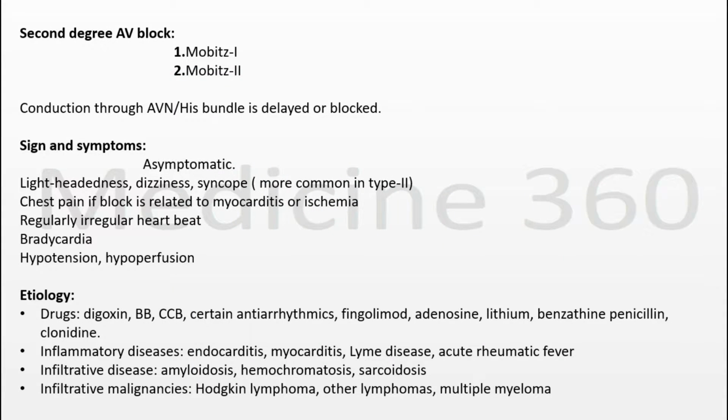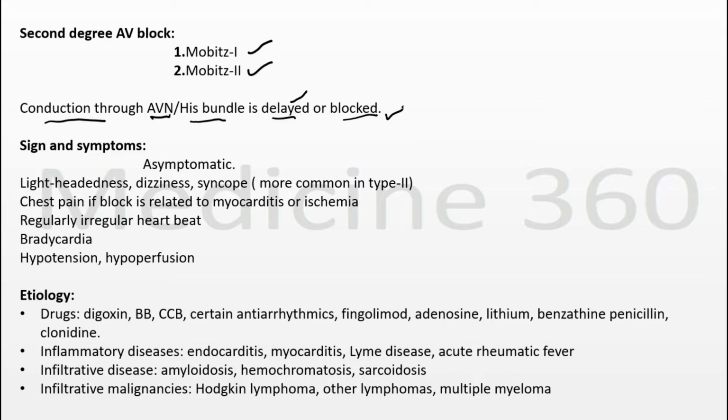First of all, second degree AV block has two types, Mobitz type 1, which is also known as Wenckebach, and Mobitz type 2. In this, conduction can be delayed in the AV node or in the His bundle. Conduction can be delayed or blocked. If the conduction is delayed, then it will prolong the PR interval. If it is blocked, then there will be a missed beat.